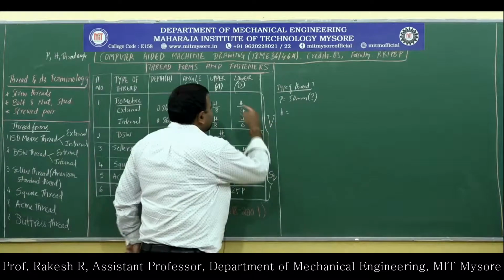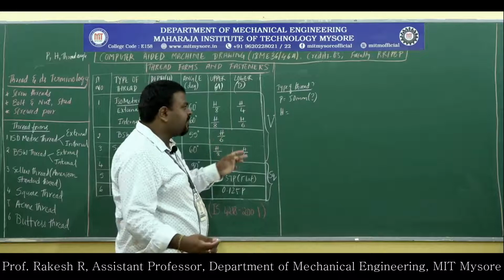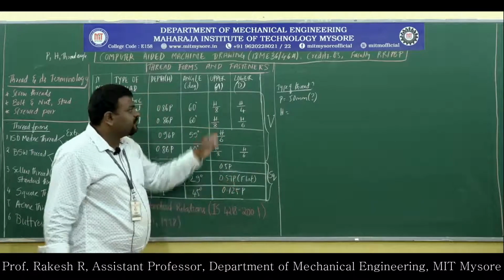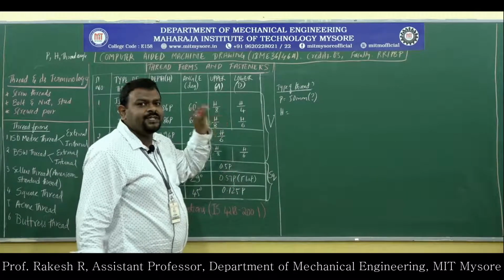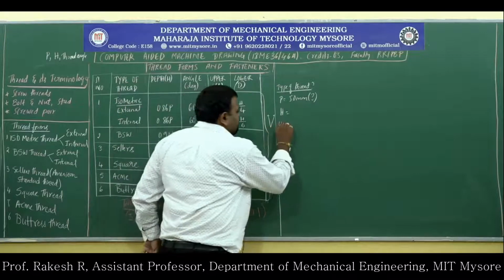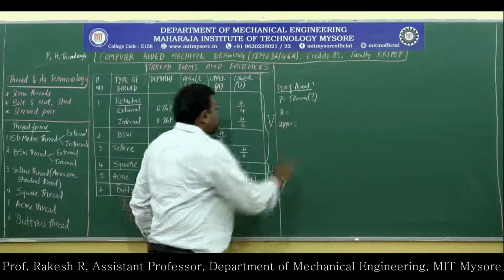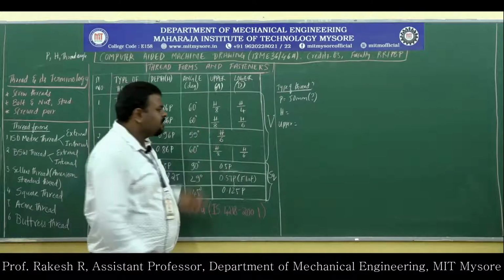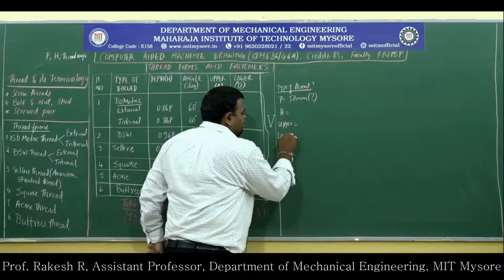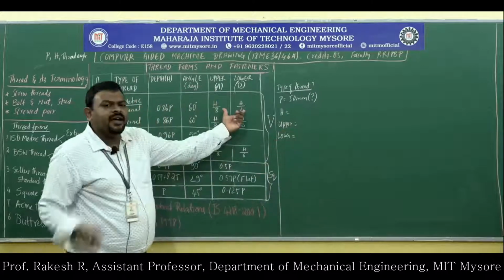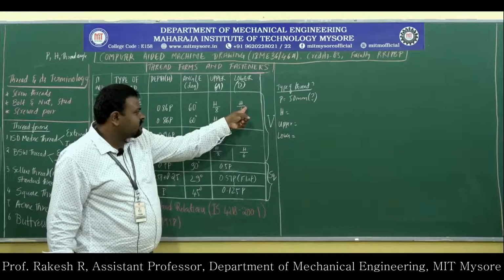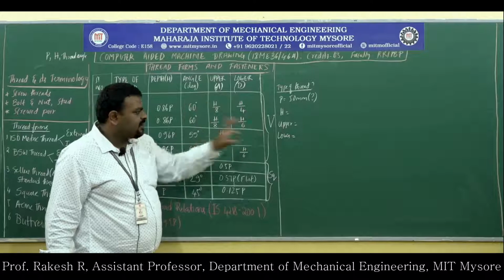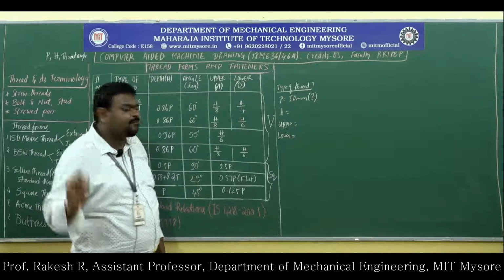Then upper and lower. To make it easy to understand, I have chosen upper and lower, but actually it is addendum and dedendum. So for upper, what is the relation? H by 8. What is lower? If I take an external isometric thread, it is H by 4. You have to calculate how many mm.